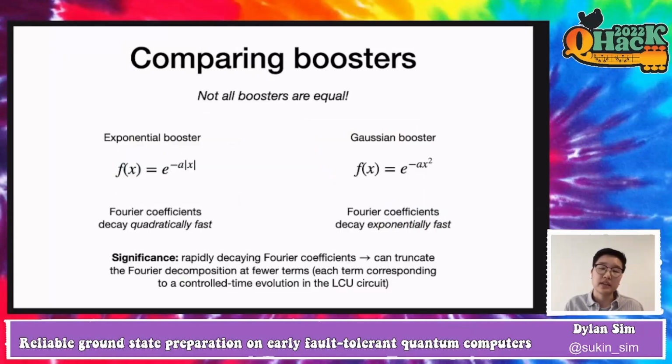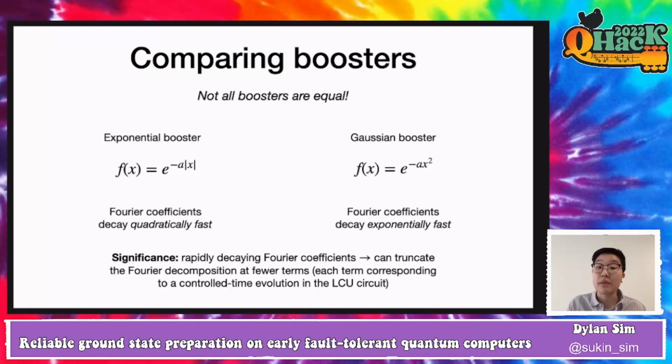Also, I'd like to note that there are lots of possible booster functions out there, but not all boosters are equal. As an example, there might be something like the exponential booster on the left or the Gaussian booster on the right, with the ideal function forms written right below. We note that for the exponential booster, the Fourier coefficients decay quadratically fast, whereas for the Gaussian booster, the Fourier coefficients decay exponentially fast. And so what does this actually mean?